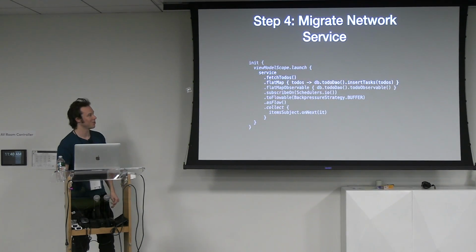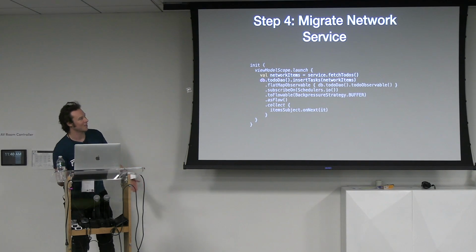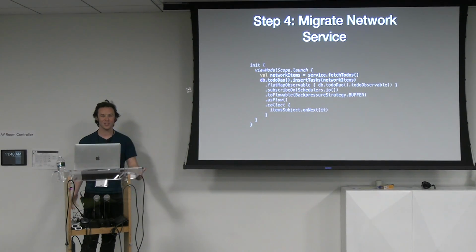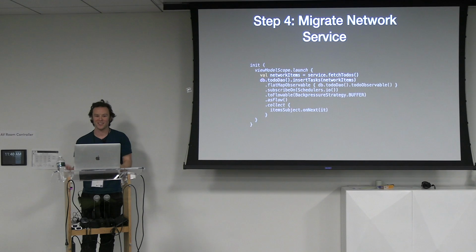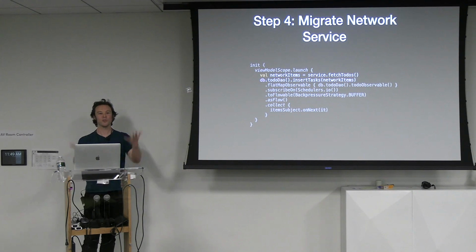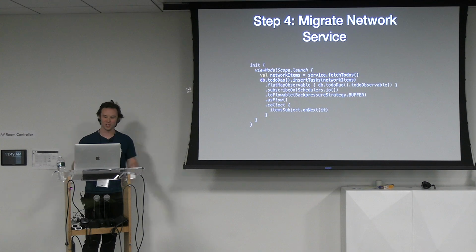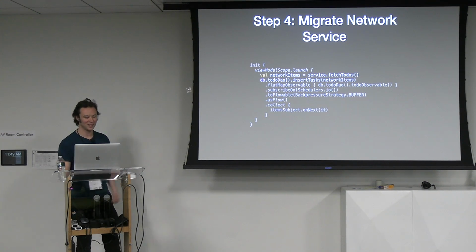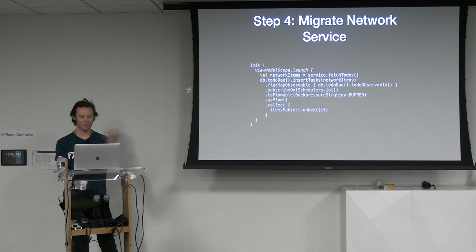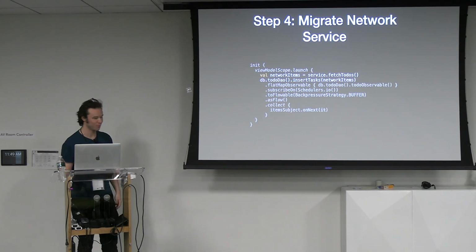Basically, we just get rid of most of it. We make the call to get the network items. Remember, we're already in this coroutine context, so we can just make that call. We don't need to do flatMap to wait until it's finished because it's a suspending function. It's just finished. So then we insert the tasks into the database, and then we keep on going with the rest of the Rx flow. So migrating this actually ended up being super duper simple.